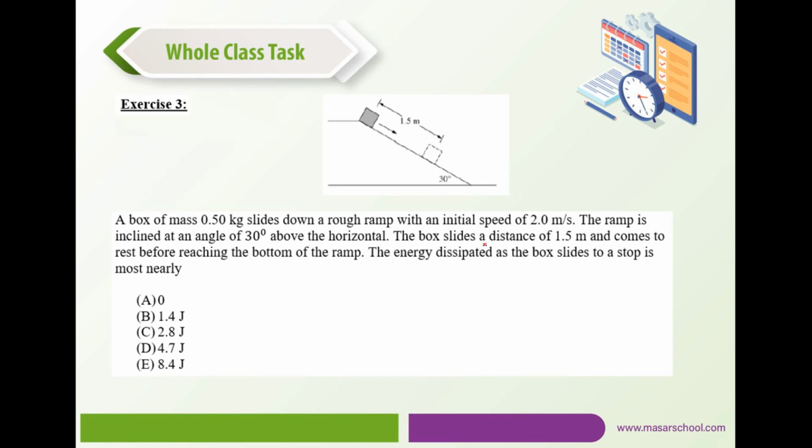Now exercise 3. A box of mass 0.5 kg slides down a rough ramp with an initial speed of 2.0 meters per second. The ramp is inclined at an angle theta above the horizontal. The box slides a distance of 1.5 meters and comes to rest, so the final speed is 0. The energy dissipated would be the work done by the friction, and in order to calculate that, we can utilize the work energy theorem.